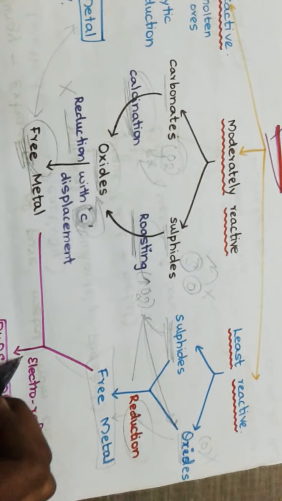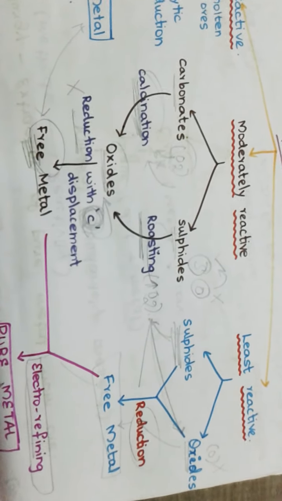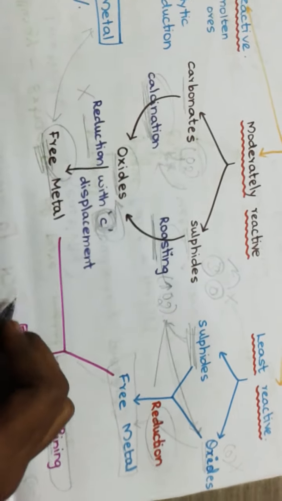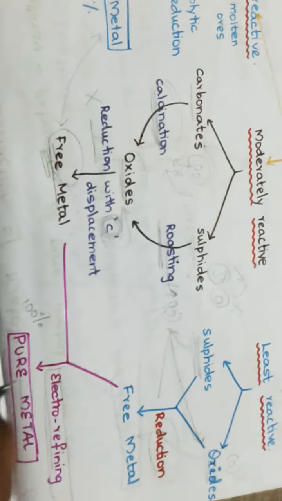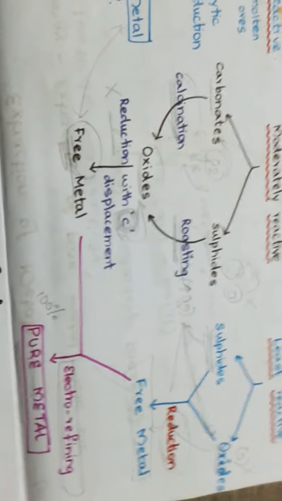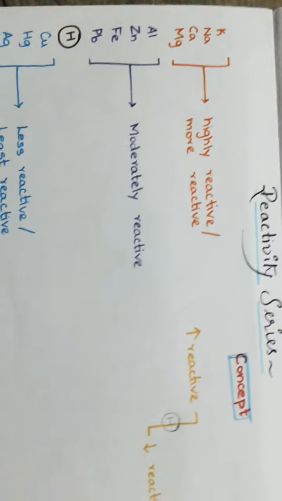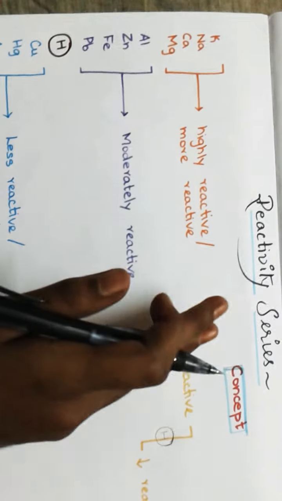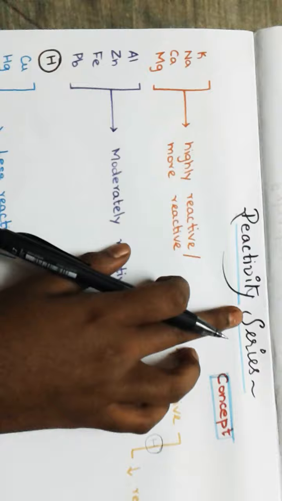These two, when they are electrorefined, give you the pure metal. This is 100% pure. That is pure metal. Whatever I said before, everything is based on the reactivity series.